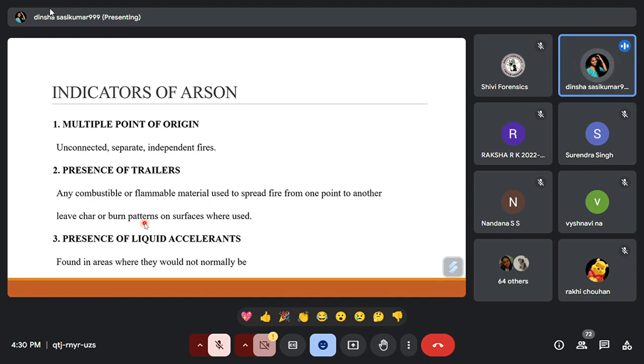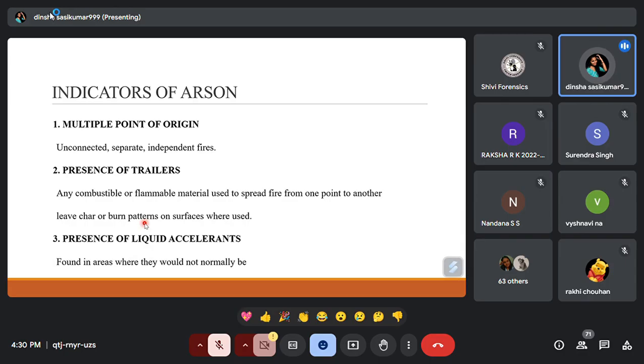The first one is multiple points of origin. Multiple points of origin means there will be some unconnected, separate, independent fires, that is, more than one point of origin. Each fire will be independent of the other. I am discussing the indicators of arson. If the scene is arson, then we can see these indicators.